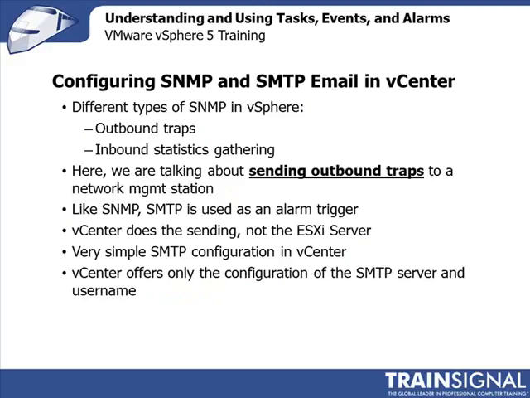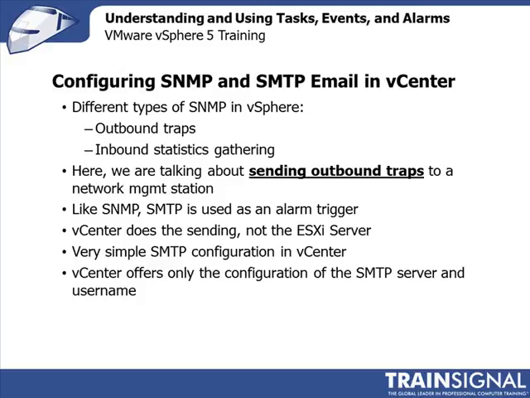Now, SNMP and SMTP email in Virtual Center. Best practice always dictates that, especially if you have some kind of enterprise monitoring system, that you tie your vSphere infrastructure with that monitoring system via SNMP traps. SNMP traps are a very good way for you to understand what's happening within the environment. Now, with regards to SNMP and SMTP, the same way SNMP is triggered by an alarm, SMTP is also triggered by an alarm. I'm going to show you where you can go to configure that.